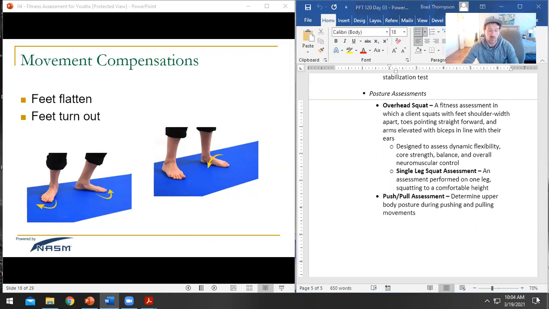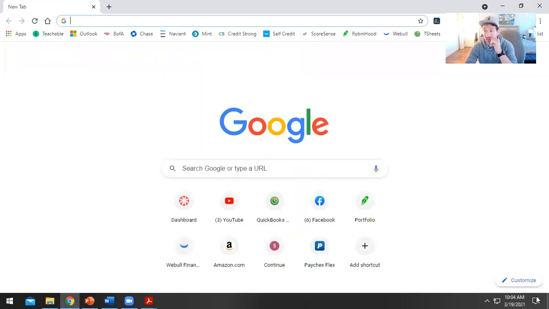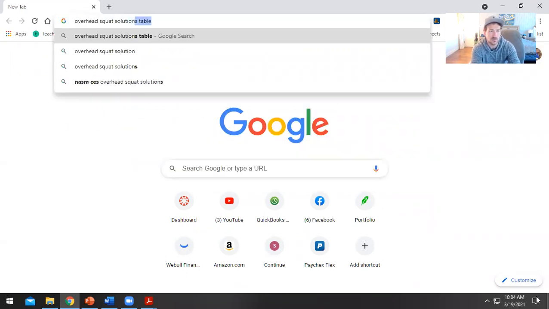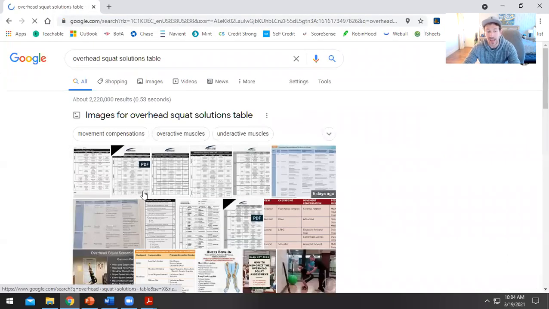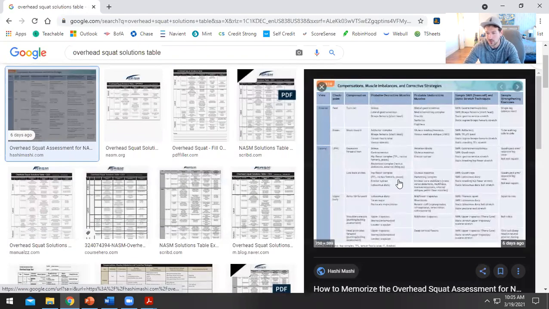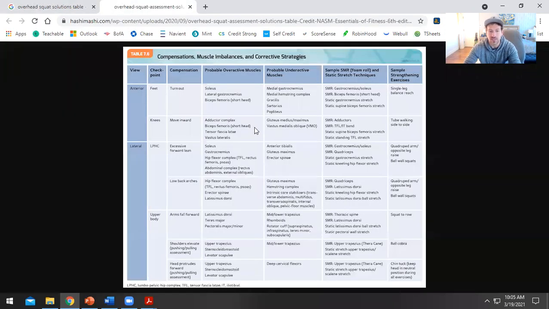We're going to go over more of this next module when we get into kinesiology, which is actually only a couple weeks away. But if we look at our overhead squat solutions table, this will have our list for what it means when our muscles are overactive and underactive. This is the table that's in your textbook.